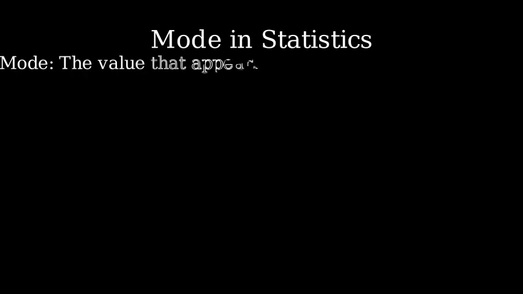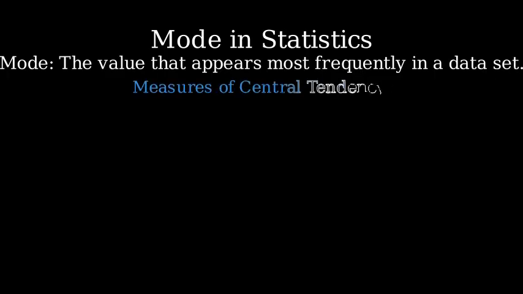Welcome to our lesson on mode in statistics. Today, we'll learn what mode is and how to find it in different data sets. So what is the mode? The mode is the value that appears most frequently in a data set. It's one of the three main measures of central tendency in statistics, along with mean and median.